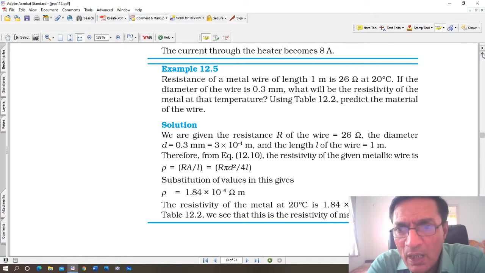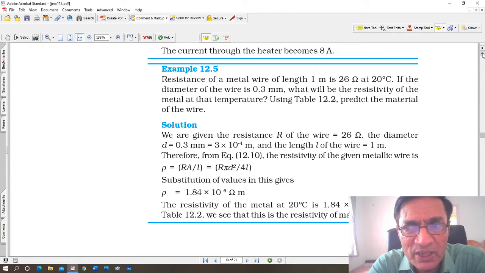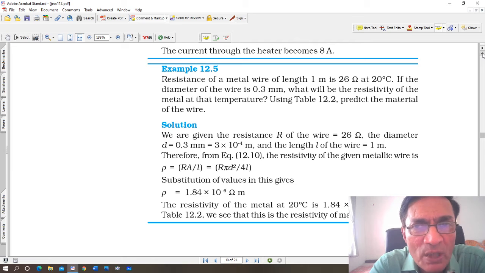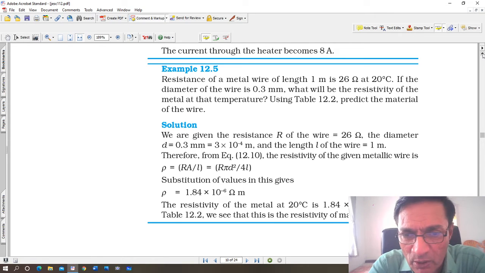Resistance of a metal wire of length 1 meter is 26 ohms at 20 degrees Celsius. If the diameter of the wire, that is the thickness, is 0.3 millimeters. Remember, here it is the diameter, not the radius. What will be the resistivity of the metal at that temperature? Using table 12.2, predict the material. Which material will it be? Copper, aluminum, silver, which one?